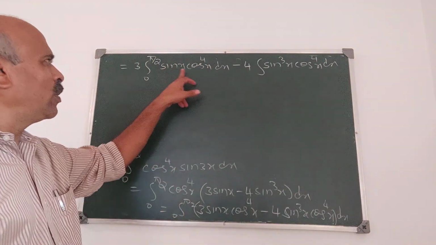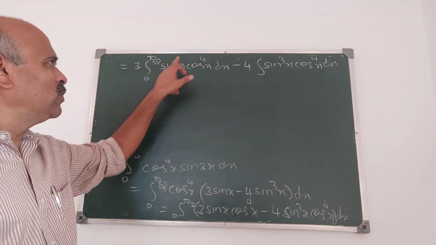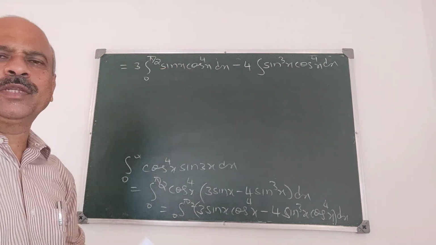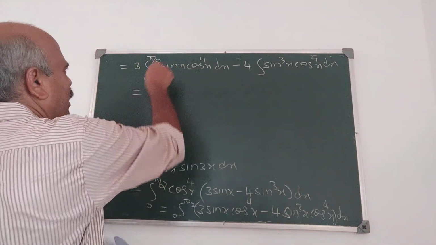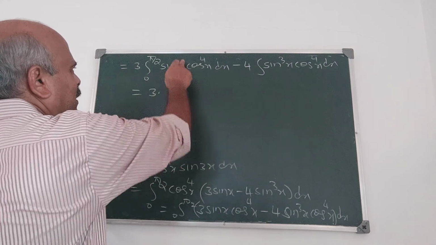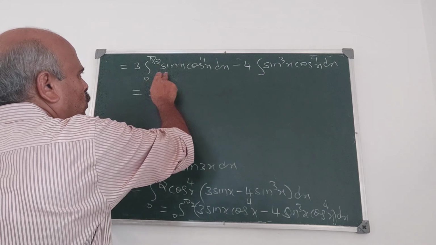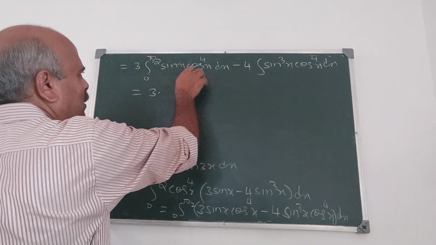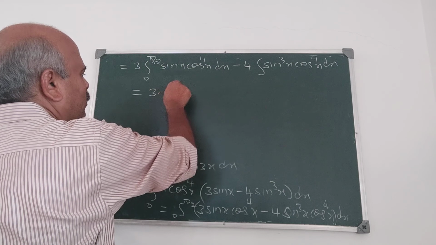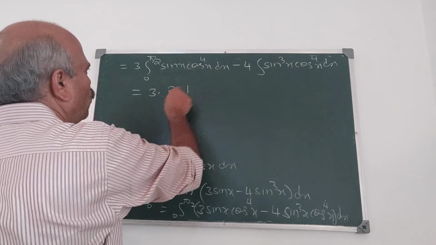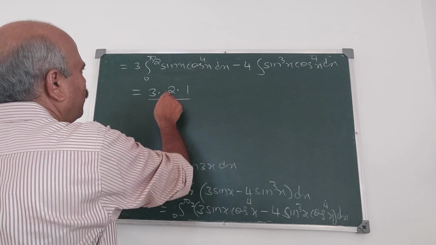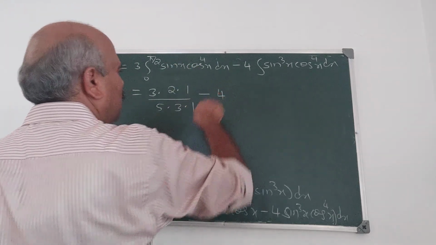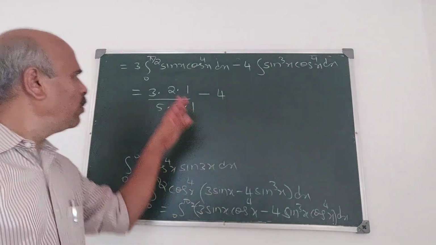You can use the reduction formula, or the form f(x) raised to n into f dash x; that also you can use. Or you can use the reduction formula. 3 sin x raised to 1 means you keep it as it is. Cos x raised to 4 means it starts from 3, 1, divided by 4 plus 1, 5, 3, 1, minus 4 into, follow now how to apply the formula.